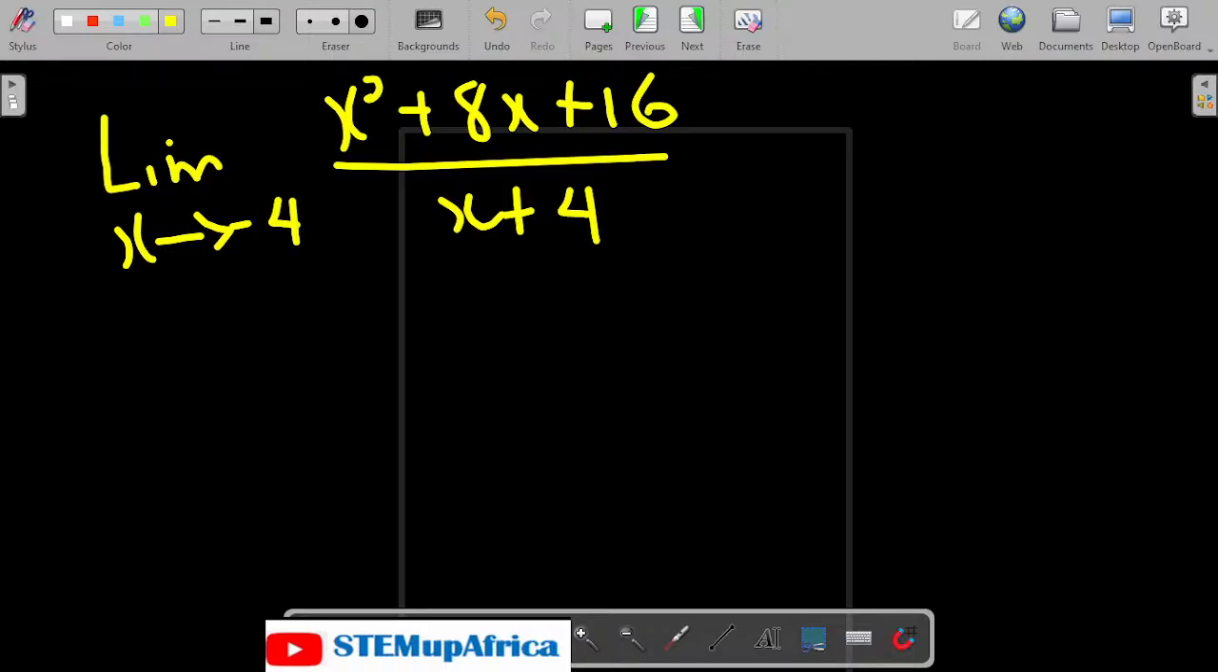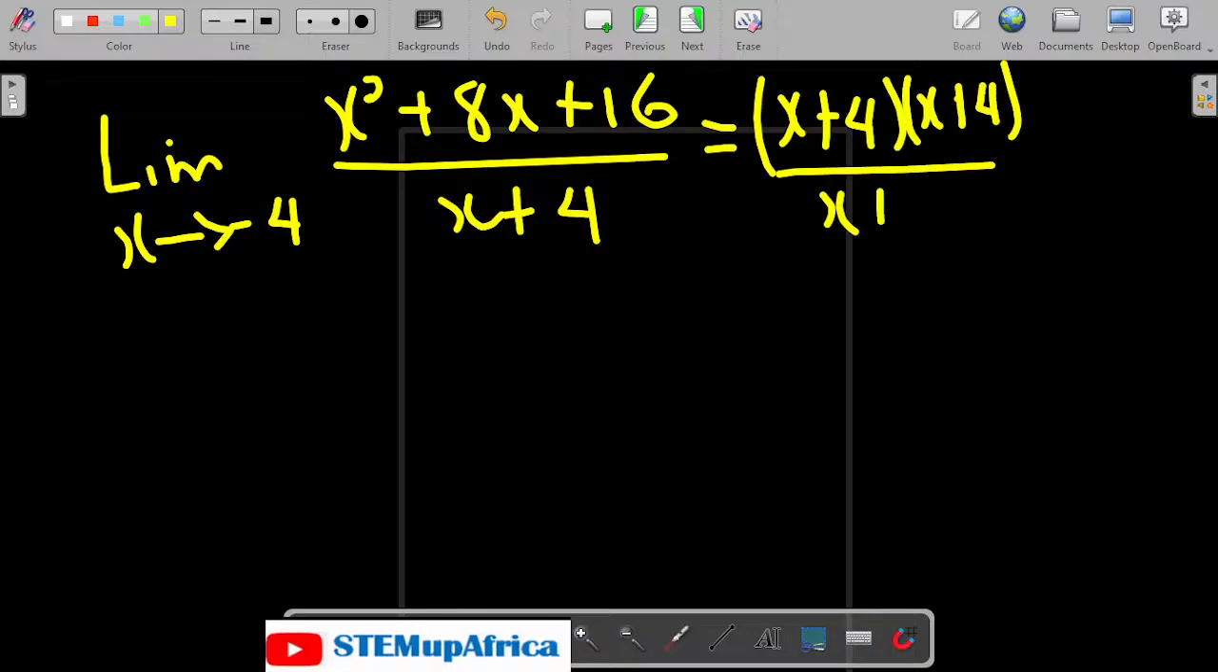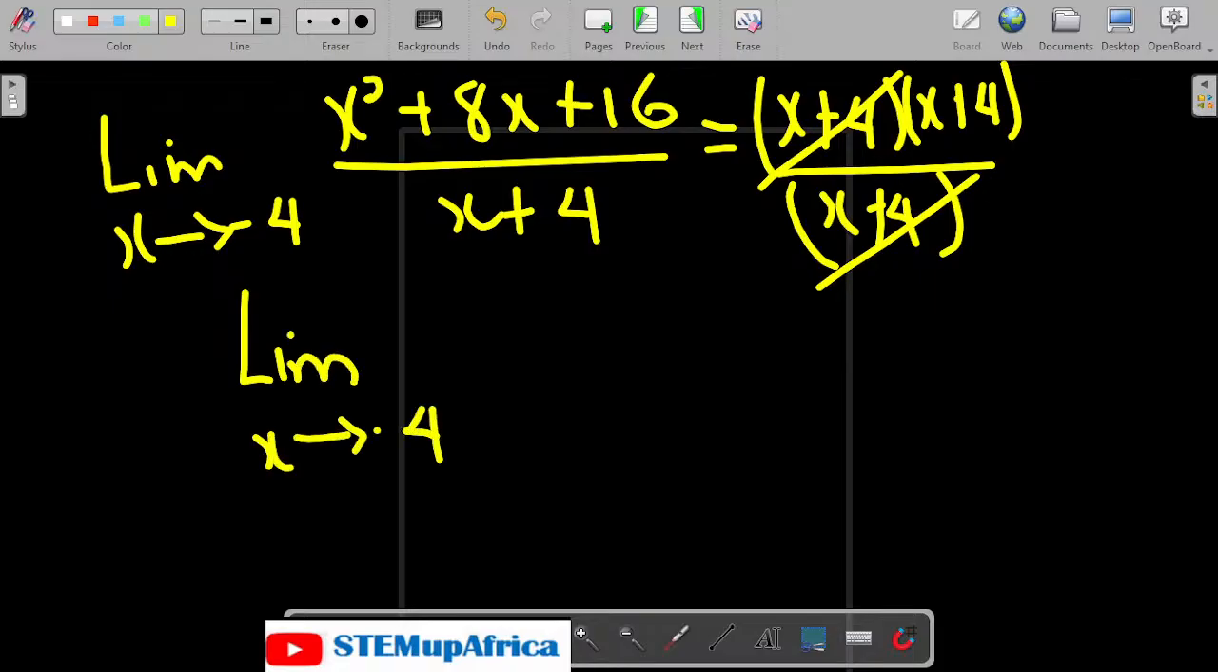If you substitute minus 4 into the denominator, it would give 0. And you're not allowed to have 0 at the denominator as far as limit is concerned. For that reason, I will factorize the numerator. The factors will be (x plus 4) and (x plus 4), divided by (x plus 4). So (x plus 4) can cancel (x plus 4). I'm left with the limit as x tends to minus 4 of (x plus 4).